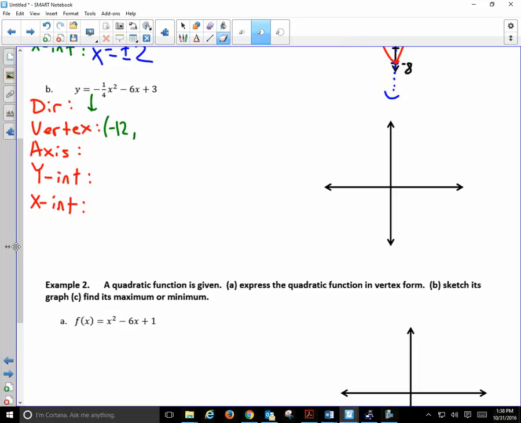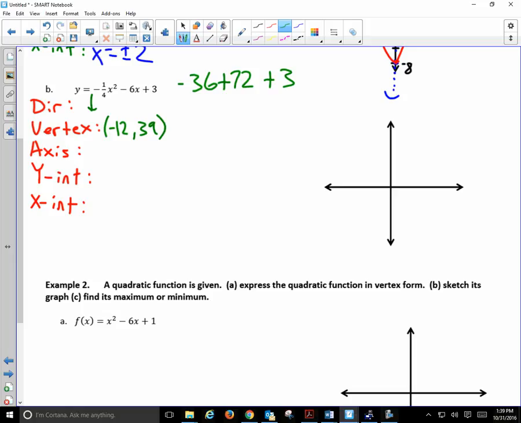Okay, so I've got negative 12. How do I find the y value? Plug it in. Negative 12 squared is 144. A fourth of 144 is 36. Make it negative. Negative 6 times negative 12 is positive 72 plus 3. So negative 36 plus 72 is 36, plus 3 is 39.